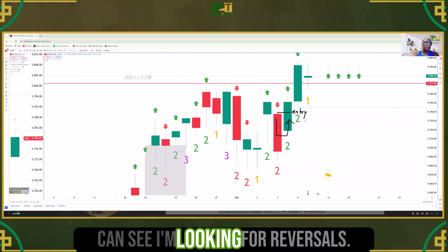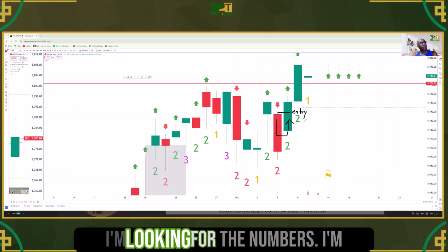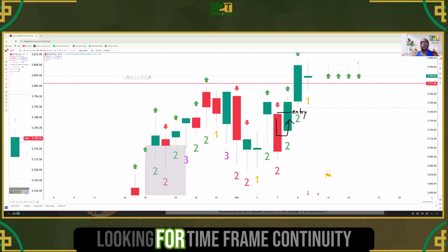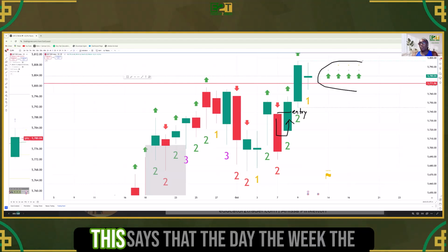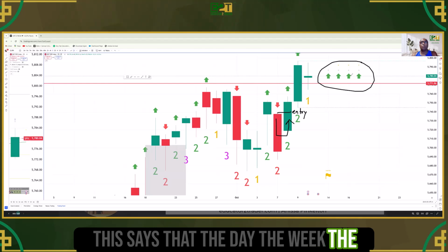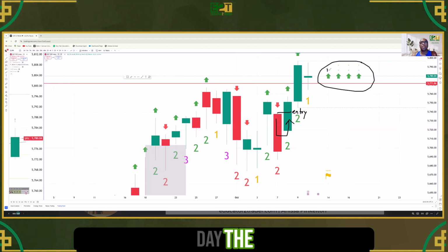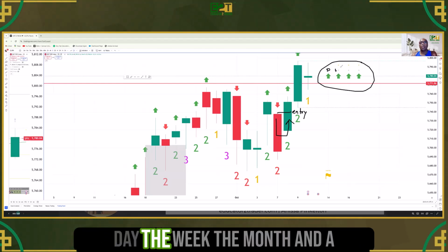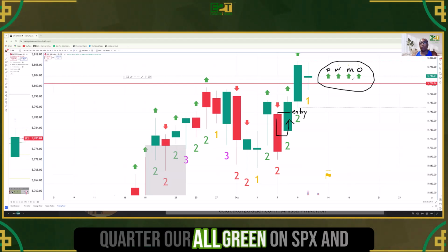I like the strat because it's very visual. You can see I'm looking for reversals. I'm looking for the numbers. I'm looking for time frame continuity. This says that the day, the week, the month, that's what this is. This is a D. The day, the week, the month, and the quarter are all green on SPX.